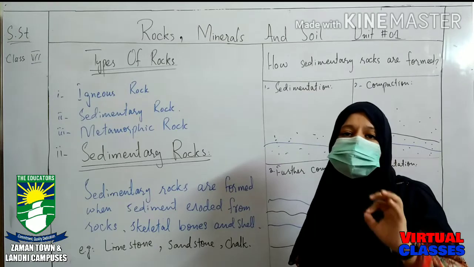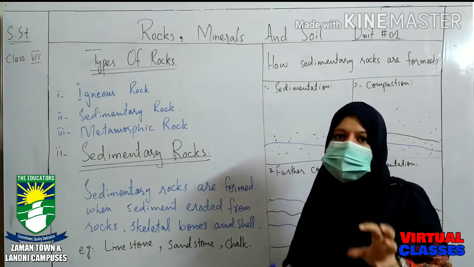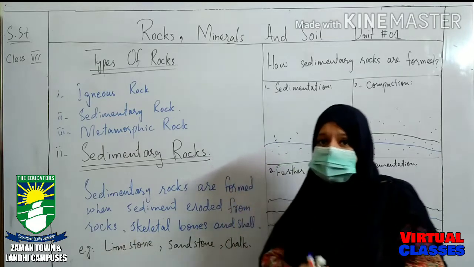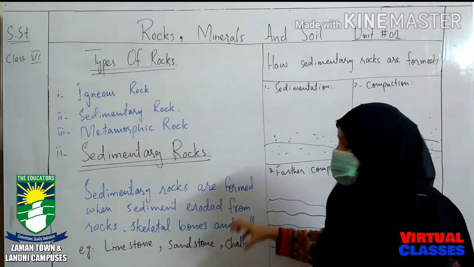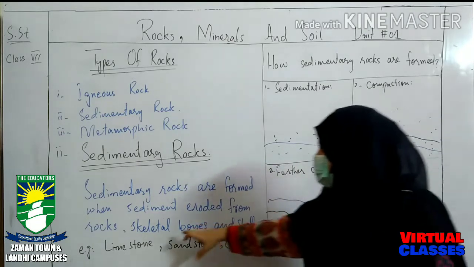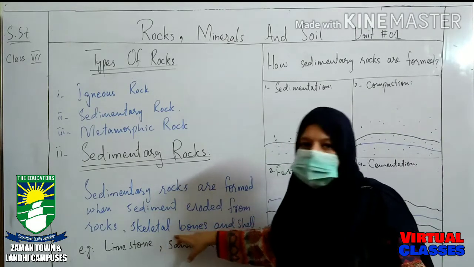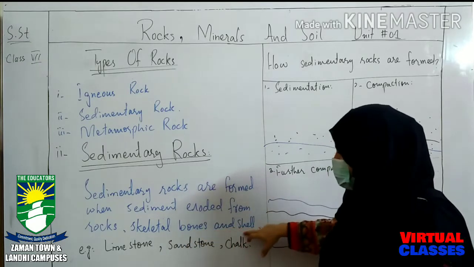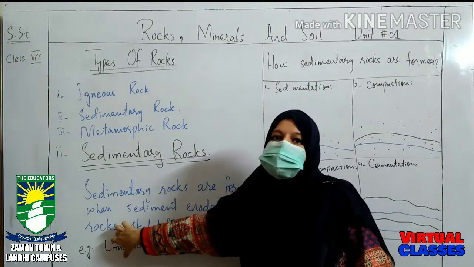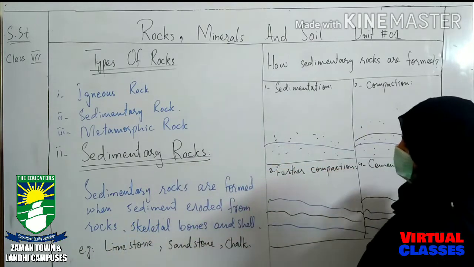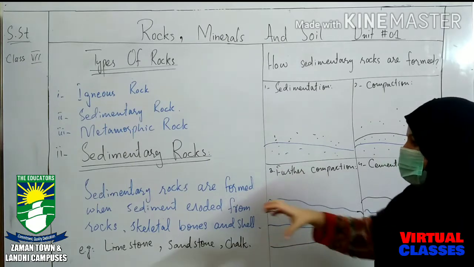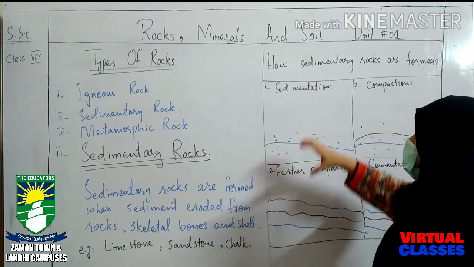You may consider a sedimentary rock as a porous rock that has pores in it. Their grains have space in them, and they are made up of some organic and some inorganic substances. As we said, skeletal bones and shells belong to living organisms. Rocks may be made of living and non-living components, so these are a combination. Limestone, sandstone and chalk are the examples.